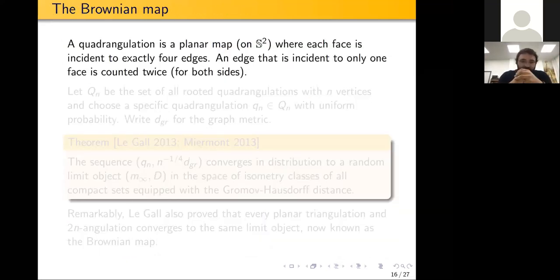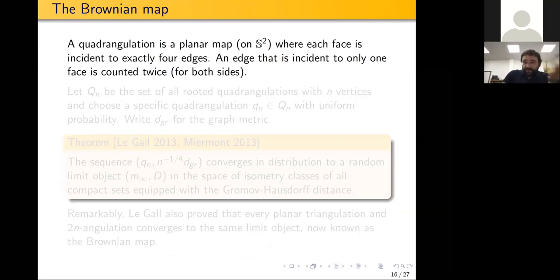So take quadrangulations, for example. You take a map on the sphere where every face is incident to exactly 4 edges. There is an edge case to this, in that we would allow a vertex to be in the middle, and you have an edge just going to the vertex and have 2 sides. We'd count this edge essentially twice, for both sides.